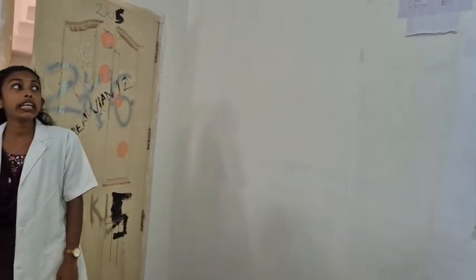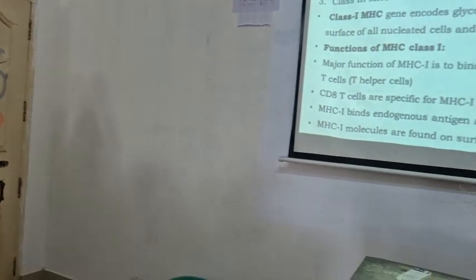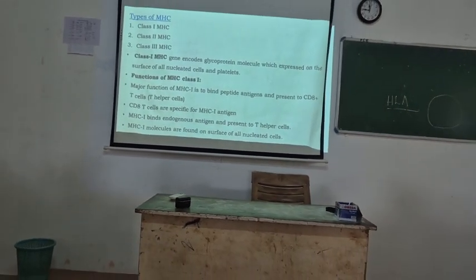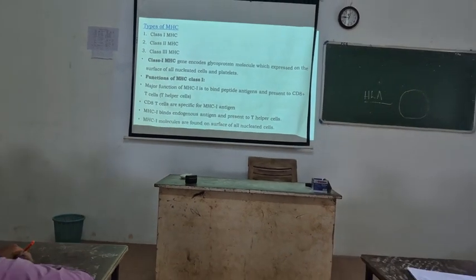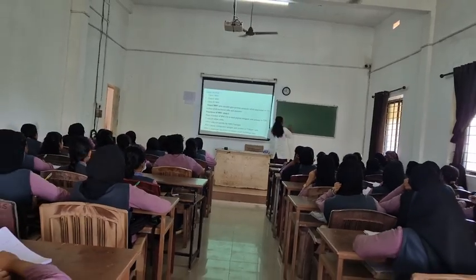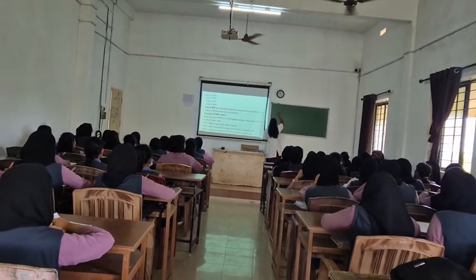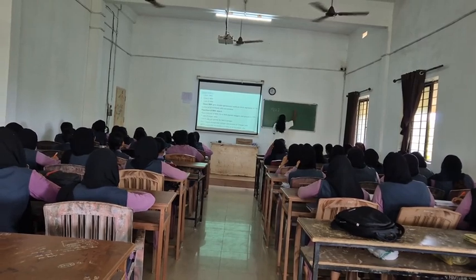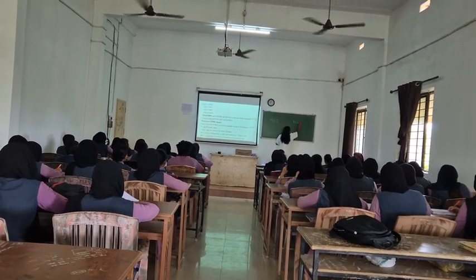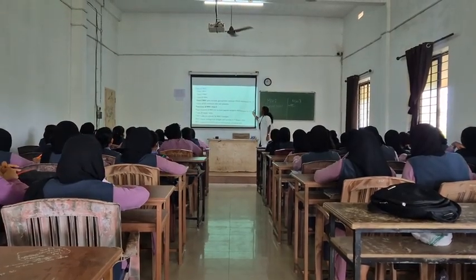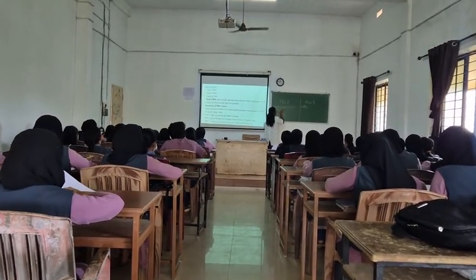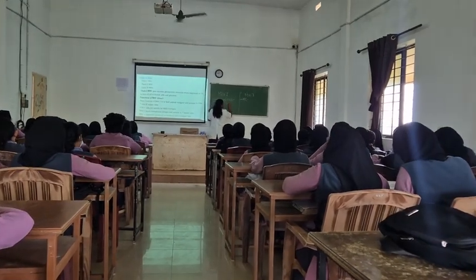There are mainly 3 types of MHC: type 1, type 2 and type 3. 3 types of MHC complexes are there, and we'll study them according to their differences. MHC 1 will bind antigens and present them to CD8 T cells. It will present antigen to CD8 plus T cells.